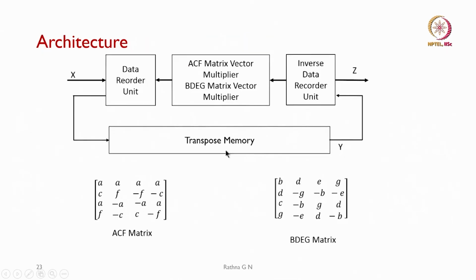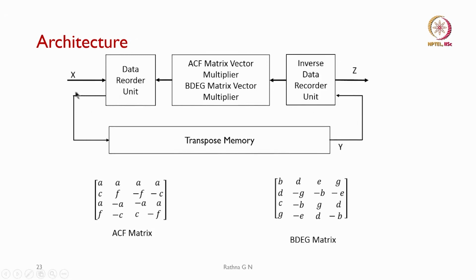So, how is the architecture in FPGA going to look? X is the input, which we call the data reorder unit, and then we will have the ACF matrix vector multiplier and the other one, the BDEG matrix vector multiplier, and then we have the inverse data reorder unit. The output is going to be Z coming out of it.